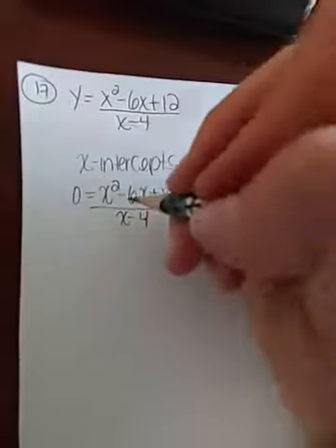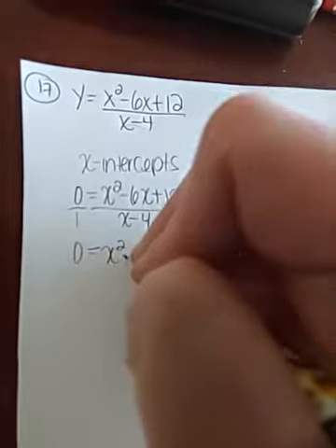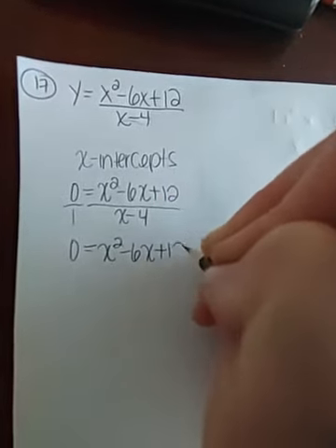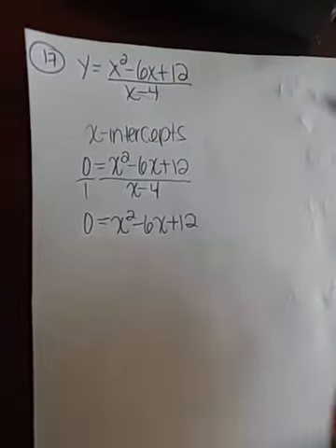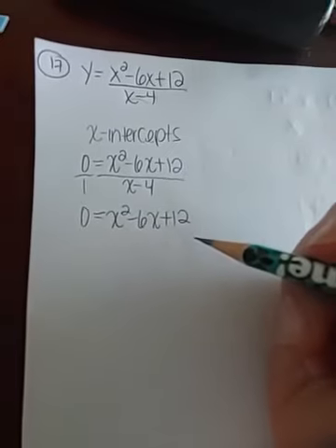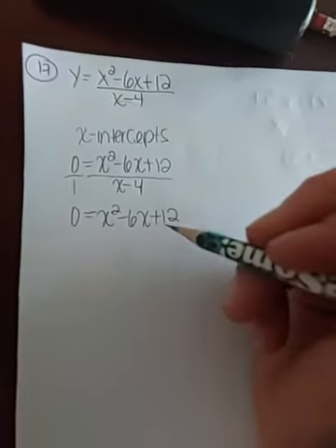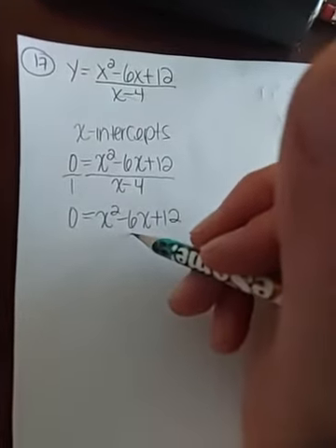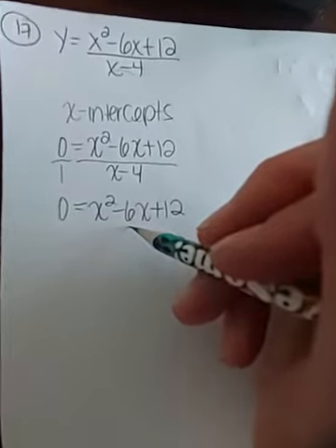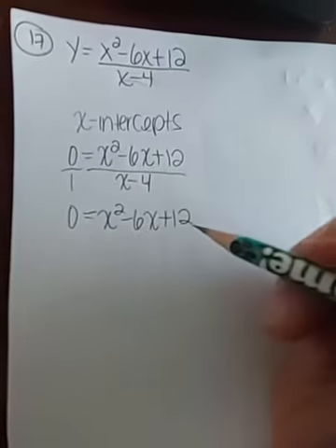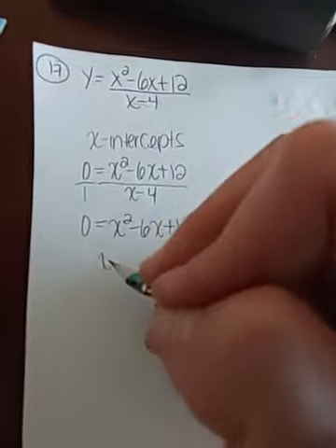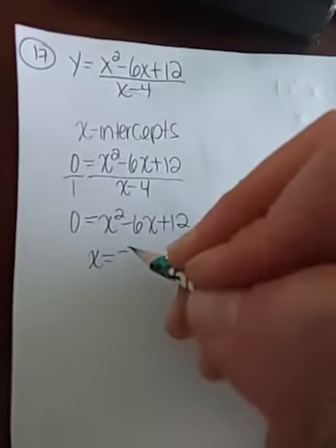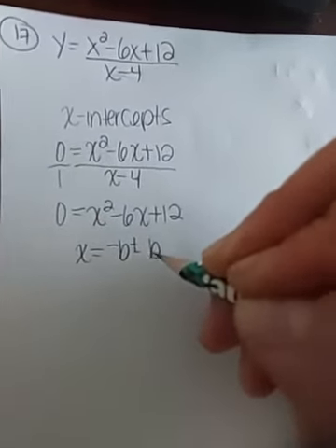Okay, when I set y equal to 0, put this over 1, cross multiply, I get 0 equals x squared minus 6x plus 12. We're looking for the factors of 12 that give us negative 6. So if you go through your list, you should see that you can't find any. So we're going to go into using the quadratic formula to try to solve this.